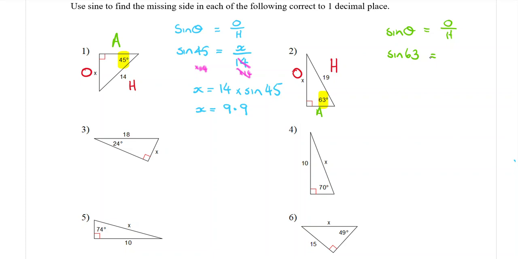X. Does that make sense? Yeah? So x goes on the top. What is that x? Yeah, so it goes on the bottom. Okay, so I've got the first 2 steps. The third step, remember, is to rearrange. I need to times that 19 over to this side. So I'm going to go straight to x equals 19 times the sine of 63.